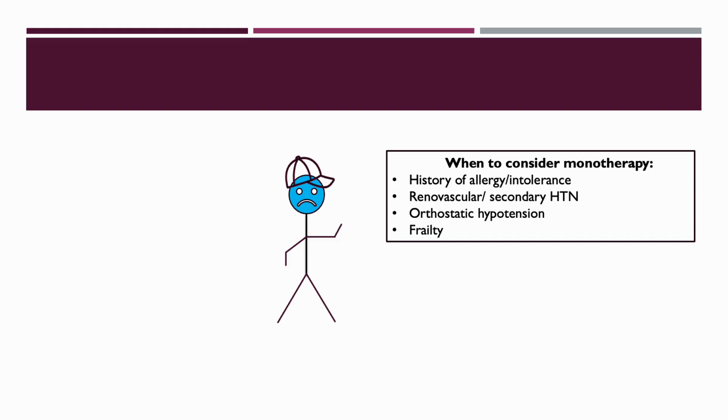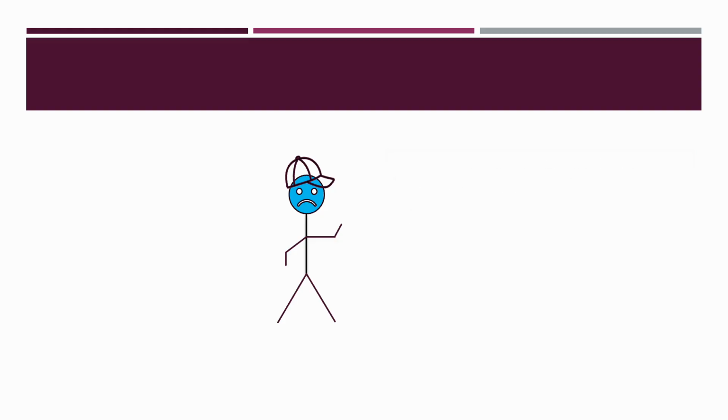These patients need more frequent titration of medications. So it is prudent to start with a single agent and titrate quickly. For patients at risk of orthostatic hypotension, monotherapy is preferred initially. For elderly and frail patients, also it is prudent to start monotherapy.